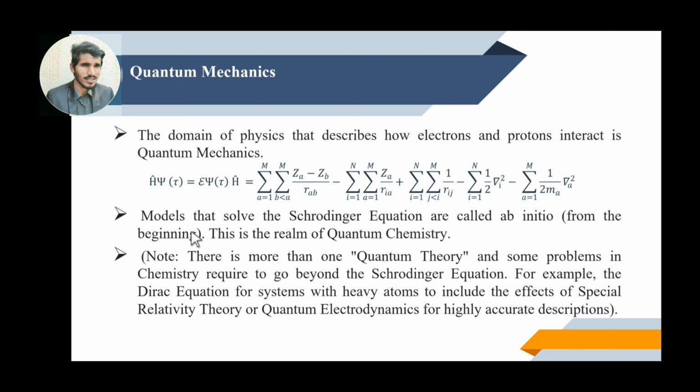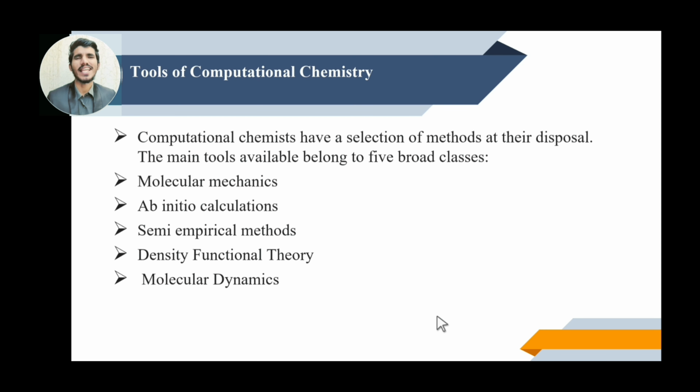The models in computational chemistry that solve this Schrödinger wave equation are known as ab initio. This is mainly the realm of quantum chemistry. Computational chemistry is largely based on the Schrödinger wave equation, but not completely. It also involves other theories like the Dirac equation, relativity theory or quantum electrodynamics. Computational chemists have a selection of methods to perform the computational work.